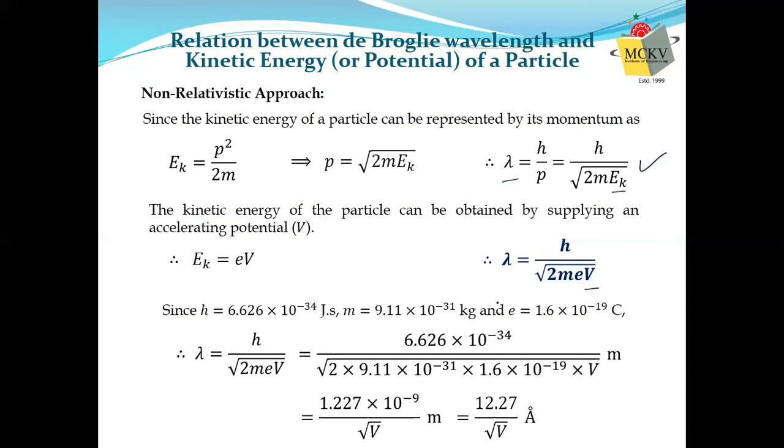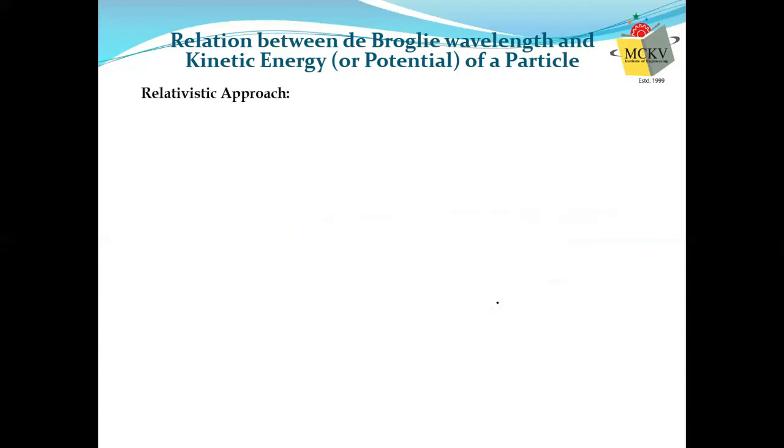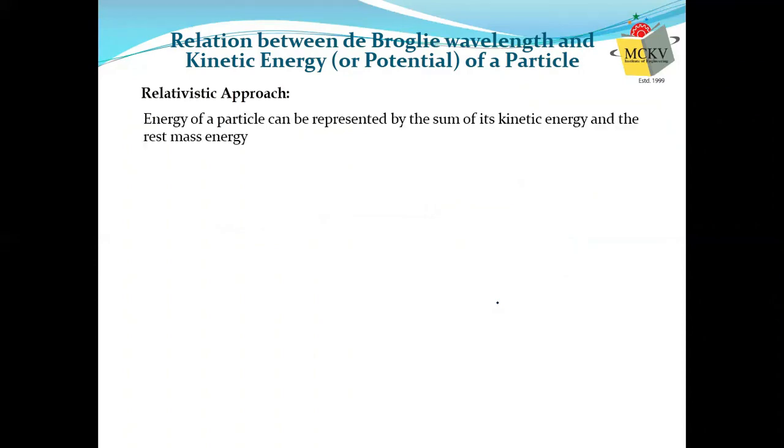So this is the form we get if we use the non-relativistic or normal Newtonian mechanics. If we use the relativistic approach, then the total energy of the particle is just the sum of its kinetic energy and rest mass energy. It's the sum of kinetic energy and rest mass energy, which is m naught c square, m naught being the rest mass of the particle. That means the mass of the particle when the particle is at rest. So if we square both sides, it will be like this.